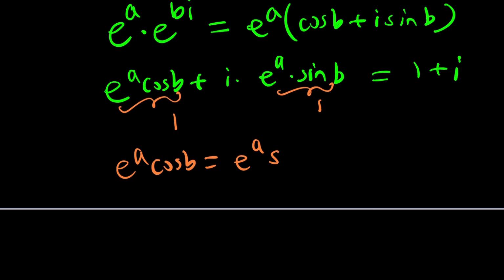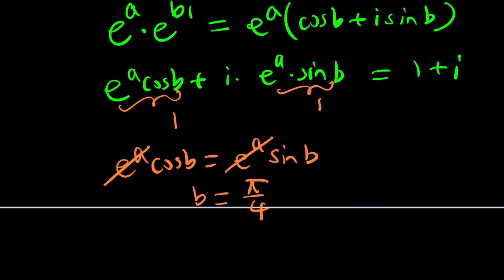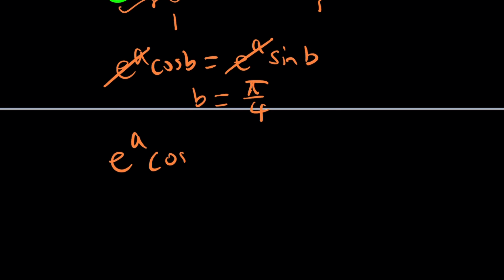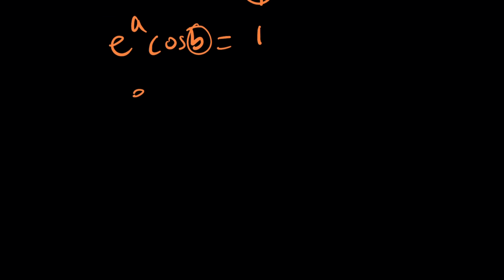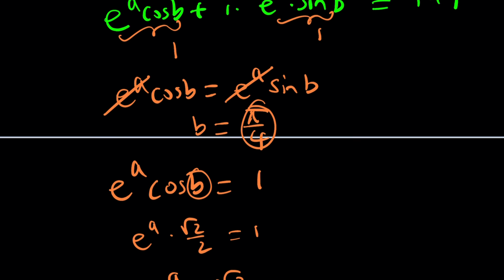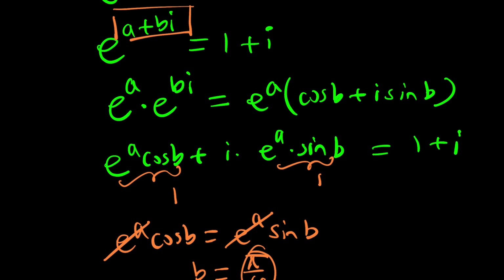And since e to the a is not going to be 0, we can safely cancel that out. And this gives us sine b equals cosine b. Of course, the smallest angle that satisfies this is just going to be pi over 4 or 45 degrees. And from here, wait a minute. How do you get the a value, right? Of course, you know that e to the a cosine b is equal to 1. And you know that b is pi over 4. So cosine of pi over 4 is just going to be root 2 over 2. So from here, e to the a is just going to be root 2, and a is just going to be ln root 2. You see, everything falls apart once you know to replace z with a plus bi, which helps in most cases. And this brings us to the end of this video.